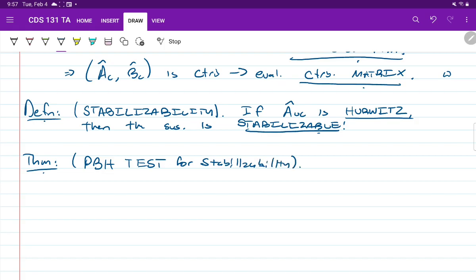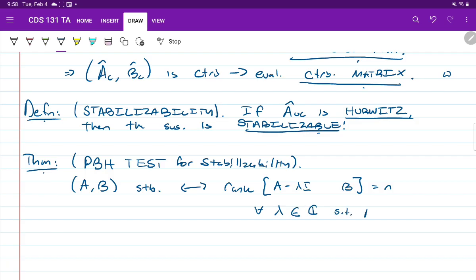Okay, so I'll say that a pair A, B is going to be stabilizable if and only if the rank of the matrix A minus lambda I, B is equal to n. This needs to hold for all lambda in C such that the real part of lambda is greater than or equal to 0. Okay? So basically we're scanning across all values of lambda which are unstable. And if we get a rank drop in this special matrix, then that means we're not going to be stabilizable, right? But instead, if for all unstable values of lambda our rank remains constant, then we do have stabilizability, okay?